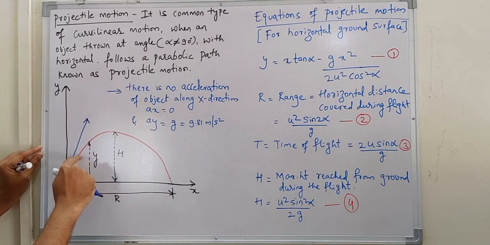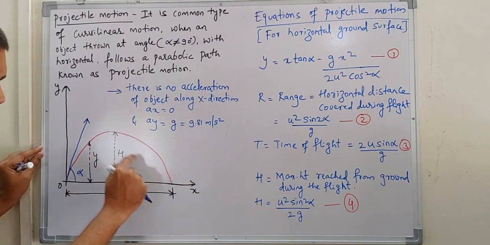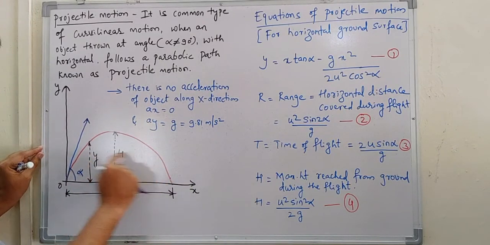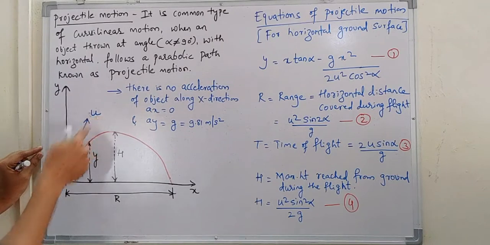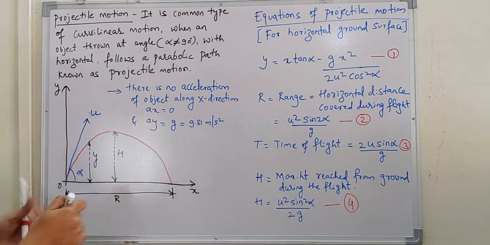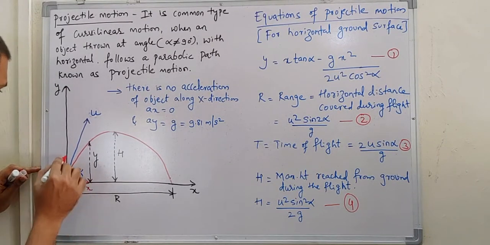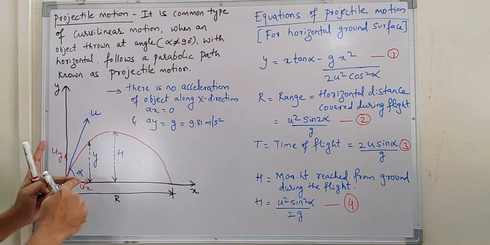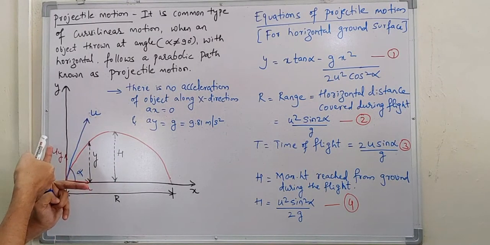Now while changing its position along the x direction, it will not come across any resistance or any change in velocity along the x direction. Say it is thrown with some initial velocity u and inclination alpha with respect to the x axis. So it will have two components: ux, the component of initial velocity along the x direction, and uy, the component of initial velocity along the y direction.